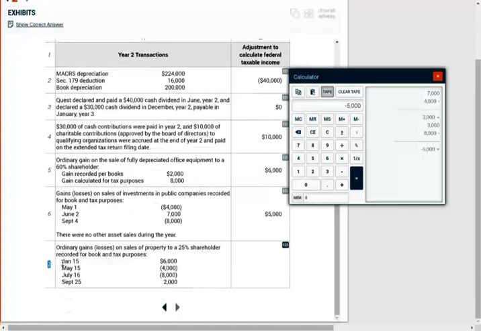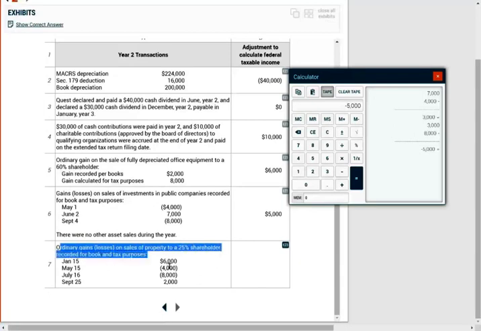Let's look at number seven. Ordinary gains and losses on sale of property to a 25% shareholder recorded for books and tax purposes. First of all, this is not a related party, 25% shareholder. Two, those are ordinary gains, versus number six, capital gains. That's what they're trying to test. So on January 15th, you have an ordinary gain of six. May 15th, ordinary loss of eight, and capital gain of six. And this is what you did for book purposes.